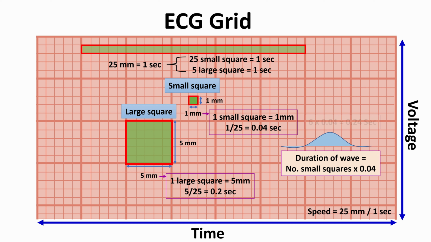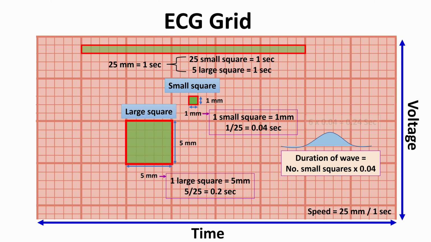During ECG recording, the usual paper speed is 25 mm per second. This means that 25 small squares are covered in 1 second. In other words, the width of one small square is 1/25 or 0.04 seconds, and the width of one large square is 0.04 multiplied by 5 or 0.2 seconds. Therefore, the width of an ECG deflection, or the duration of an ECG interval, is the number of small squares it occupies on the horizontal axis multiplied by 0.04.